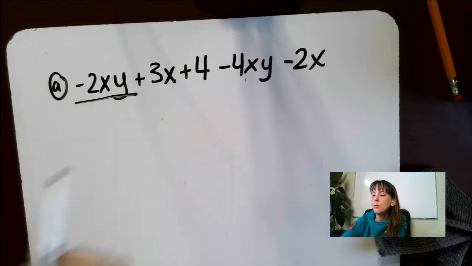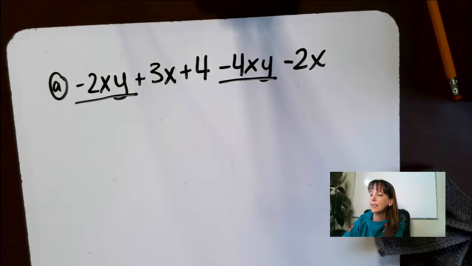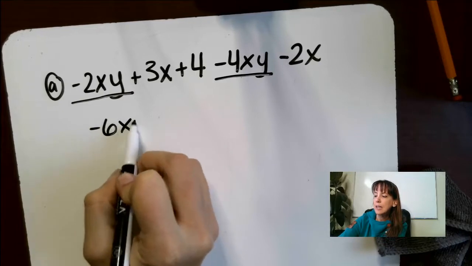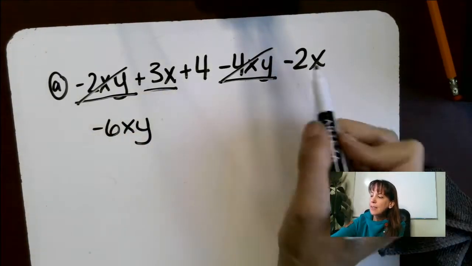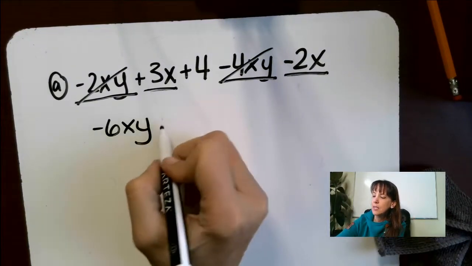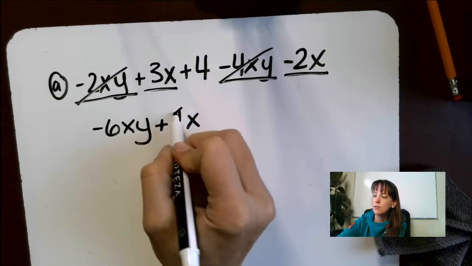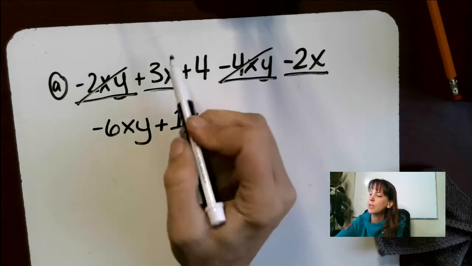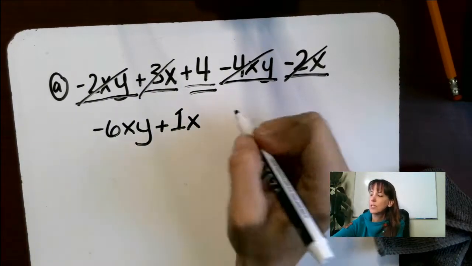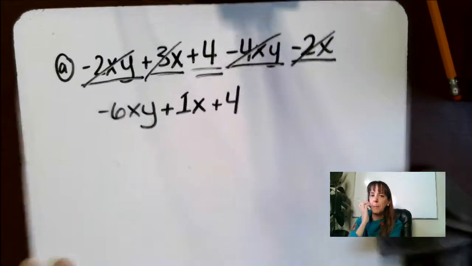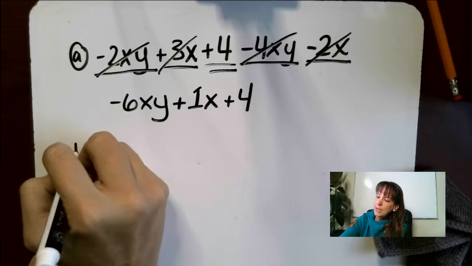We have negative 2xy, negative 4xy. That's negative 6xy. Cross those out, I should say. We have 3x and negative 2x. That gives us 1x, and you don't have to write the 1 if you don't want to. I'm just doing that to make it easy. And then we have this positive 4. That's it. You can't do anything with that, so we get positive 4. Good work, guys. Let's do B.